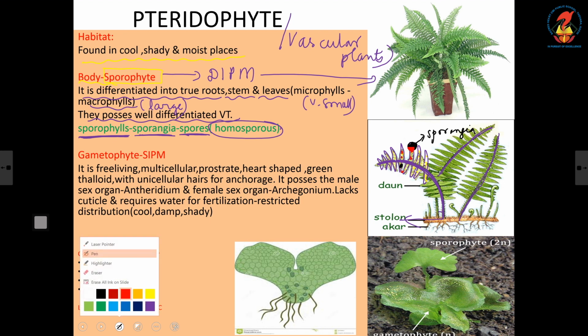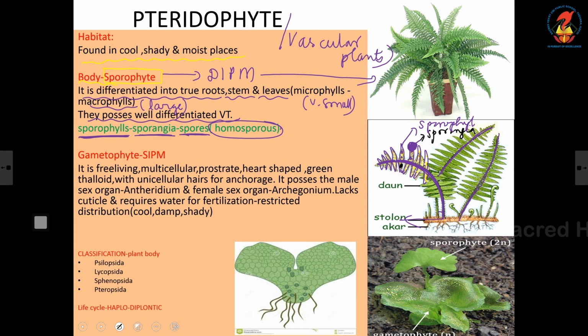Okay. And where are these born? These are born on leaves. So, these leaves are called the sporophylls. So, you got the hierarchy. The sporophyll has the sporangia, and inside the sporangia there are the spores. Clear? I hope you have understood. Once again, get the hierarchy.